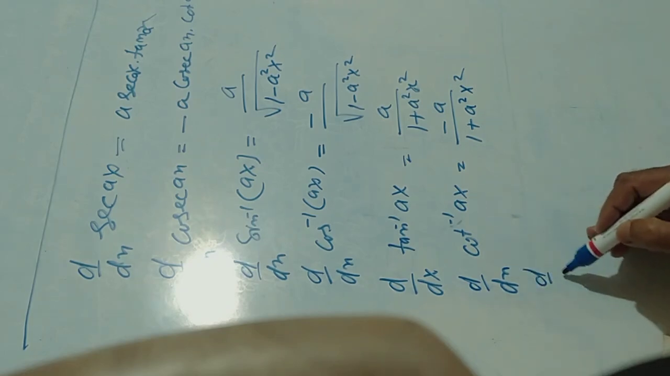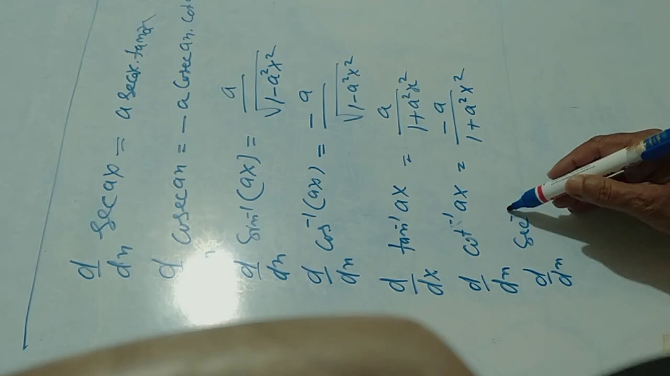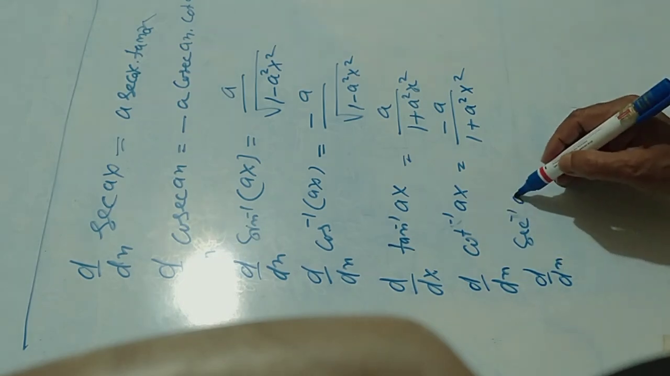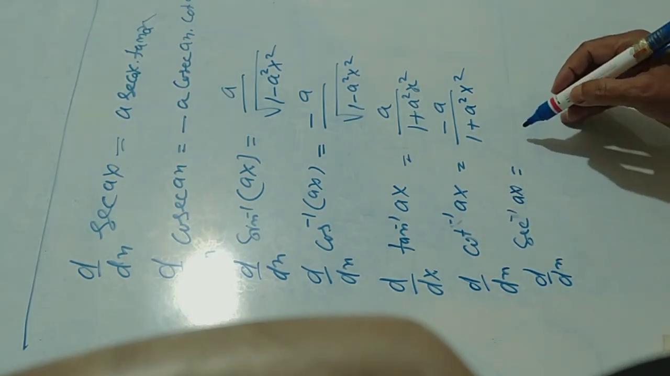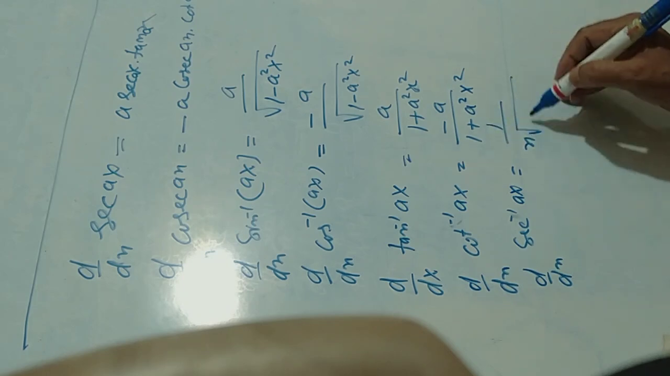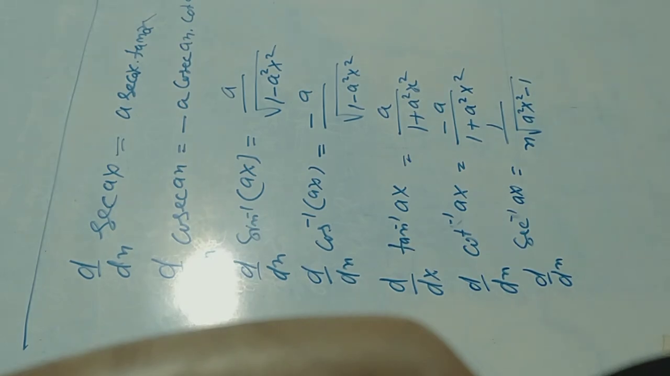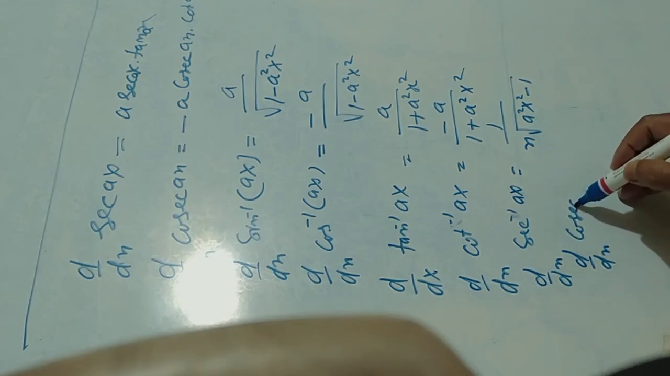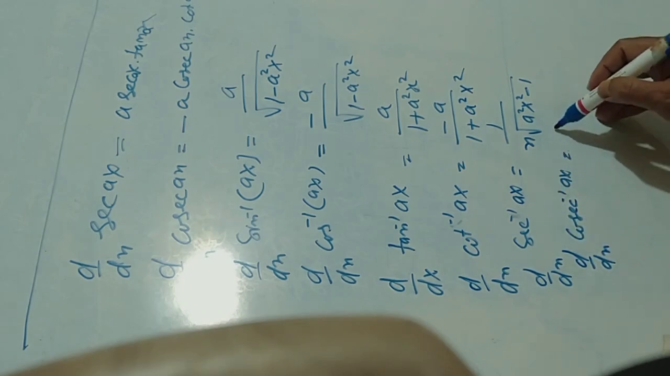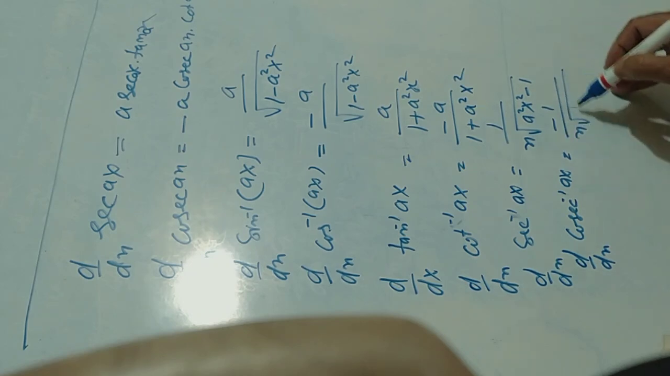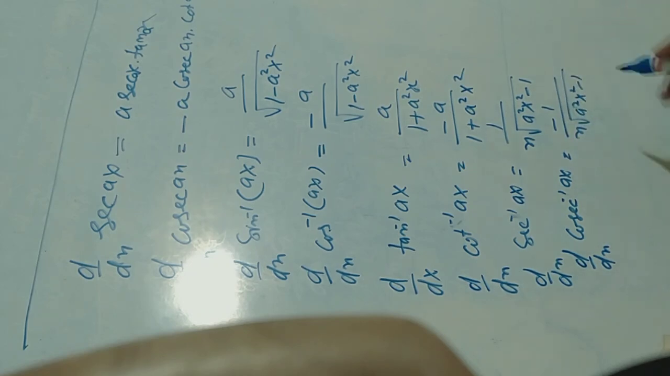d/dx of sec inverse ax is equal to 1 upon x under root a square x square minus 1. d/dx of cosec inverse ax is equal to minus 1 upon x under root a square x square minus 1, right? So these are very important formulas.